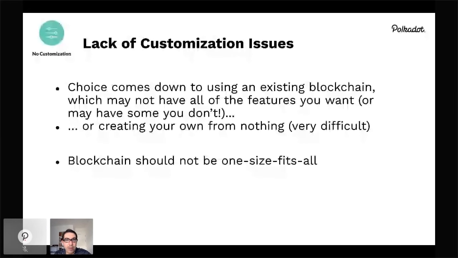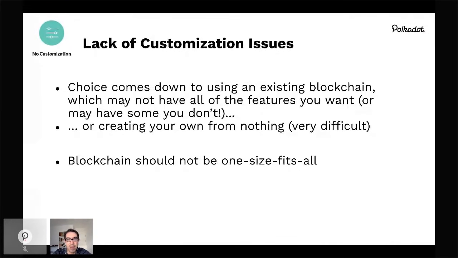The choice then comes down to either using an existing blockchain, such as Bitcoin or Ethereum, but maybe it doesn't have all the features you want. So you want to have one that's specifically made for gaming or specifically made for finance. Or you could try to create your own from nothing, which is very difficult. There's a lot of work involved in creating a secure blockchain.